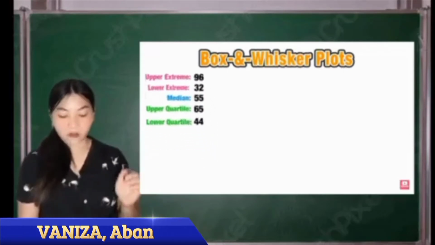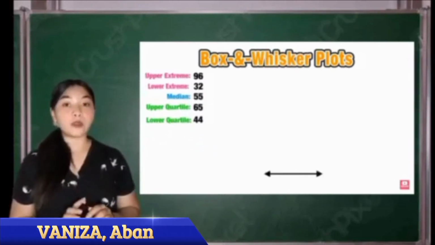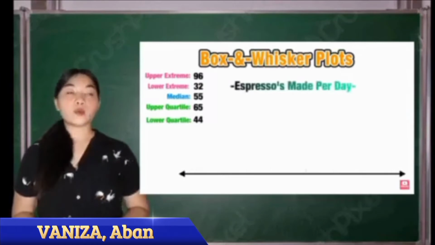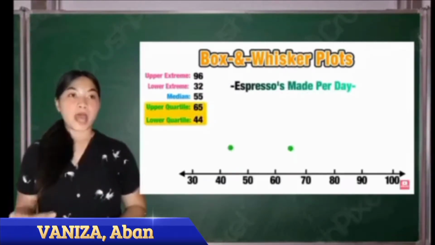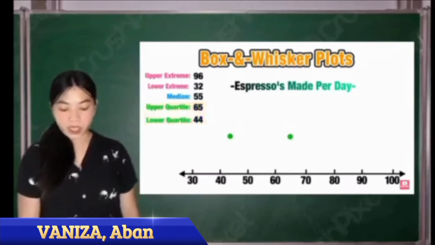As always, the first step is to construct a number line that fits our data. Mark the points for the upper and lower quartile at 65 and 44, and now construct a point for the median at 55, and we'll use these points to construct our box.